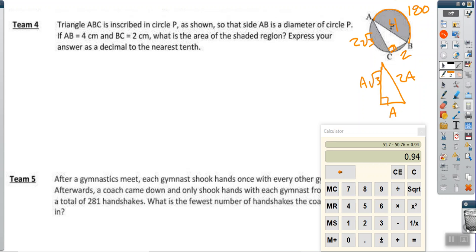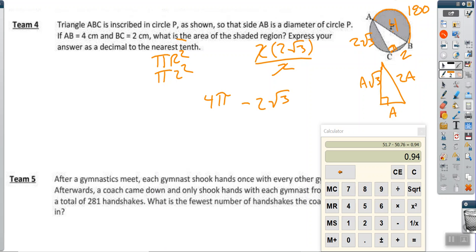So the area of the triangle, I'm not going to turn this into a decimal quite yet, is going to be 2 times 2 root 3 all over 2. So the area of the triangle is simply going to be 2 root 3. Now the area of the circle is simply going to be pi r squared. And we know the radius is 2 because the diameter is 4, and the radius is half the diameter. So we go pi times 2 squared, so that's 4 pi.